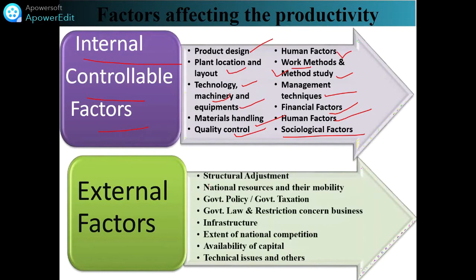To summarize: structural adjustment, natural resources and their mobility, government policies, taxation, government laws, restrictions, concern for business, infrastructure, external national competition, availability of capital, technical issues. Nowadays, Corona is a very major issue. That may be a natural disaster for productivity. It will also affect various industries in getting raw materials and logistics. So friends, these are the internal factors, and these are the external factors we are studying.